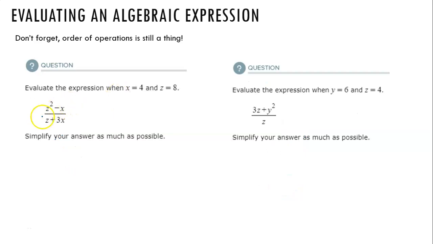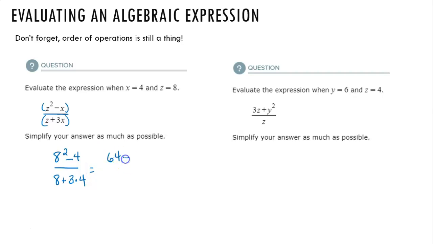When you have the big fraction bar, remember that's considered a grouping symbol. It groups the stuff on top together and the stuff on the bottom together. So we're replacing z with 8, so it's 8 squared. We're replacing x with 4. Again, z with 8. Remember that a number right next to a letter means to multiply.